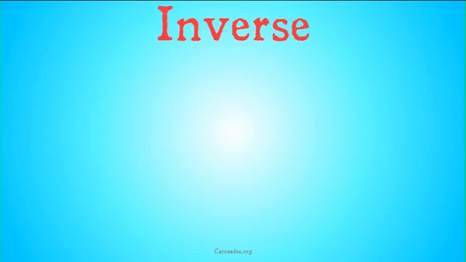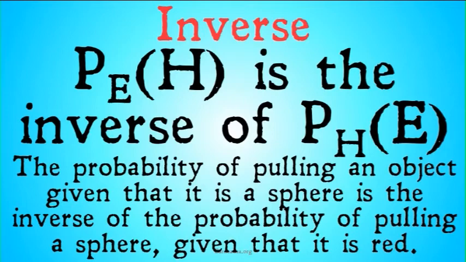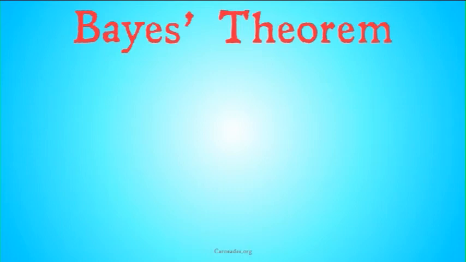Another term that we're going to use in Bayesian theorems is the inverse. So the probability of H given that E is going to be the inverse of the probability of E given that H. Or in other words, the probability of pulling an object, given that it is a sphere, is the inverse of the probability of pulling a sphere, given that it's red. With all of these in our tool bag, let's move on to Bayes' theorem.